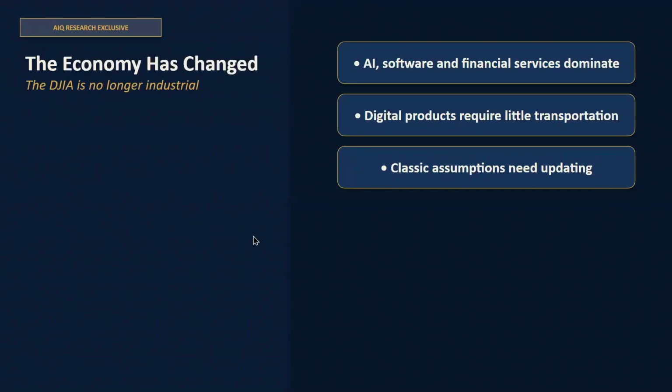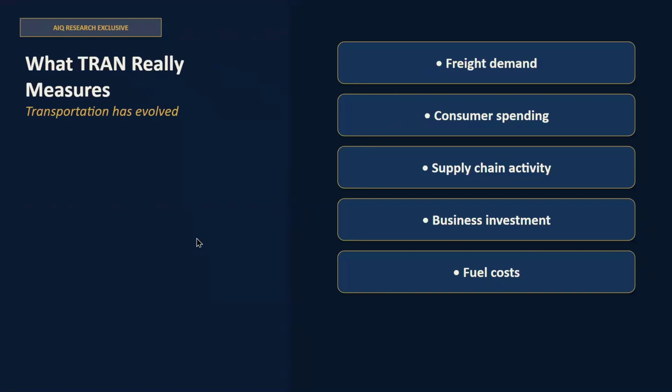To say AI software and financial services are dominating, digital products, little transportation required. Obviously, there's a hidden cost. When I say hidden, the transportation across digital networks requires internet and that sort of infrastructure, delivery, electronics, routers, power, all the sorts of things that power the cloud or any of the data plants that are the big thing these days. So the classic assumptions need updating is really what I put there.